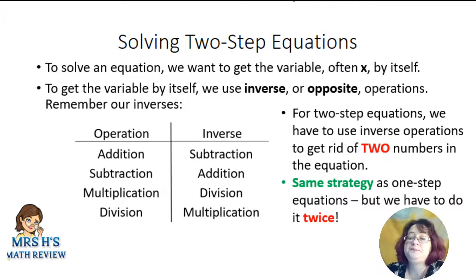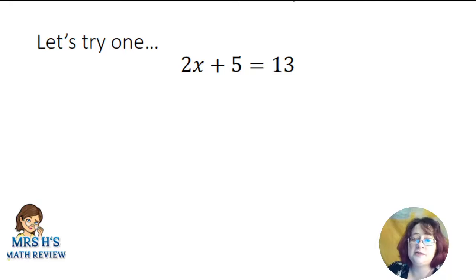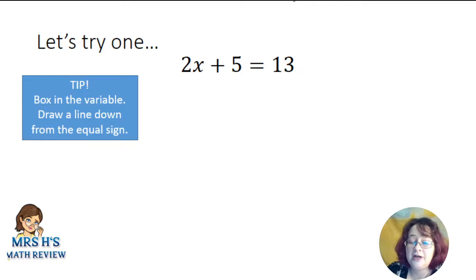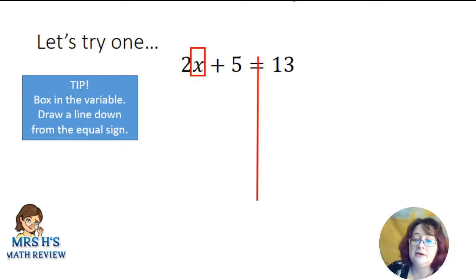Let's try one. So we have 2x plus 5 equals 13. So what I'm going to do is I'm still going to start the same way. I'm going to box in the variable. Notice I box in just the variable, not the two beside it. And then I still draw my line down.